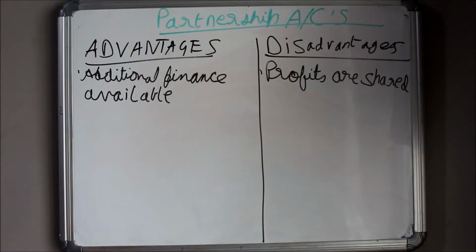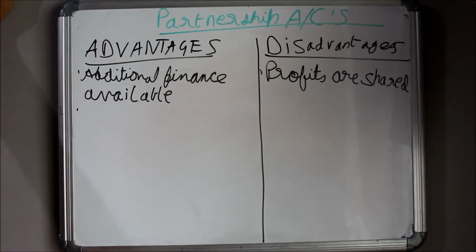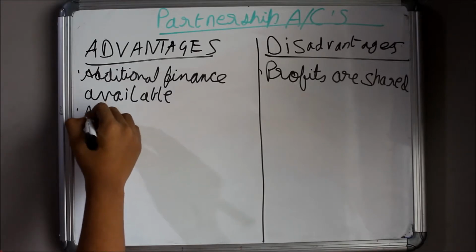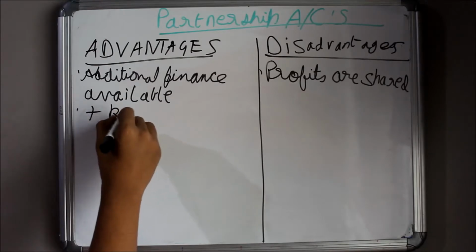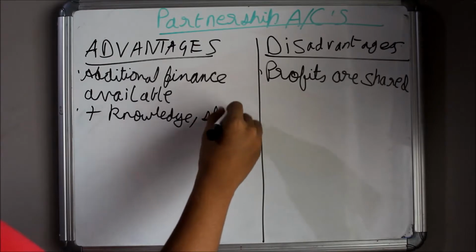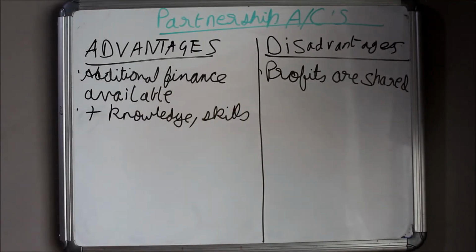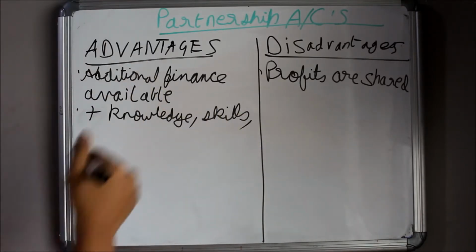The next advantage which I'm going to tell you is that additional knowledge, experience and skills are available from the other partners. If the other partner has some particular skill, that could be applied to the good use of the business. So additional knowledge, skills and experience, if any, is available to the business.